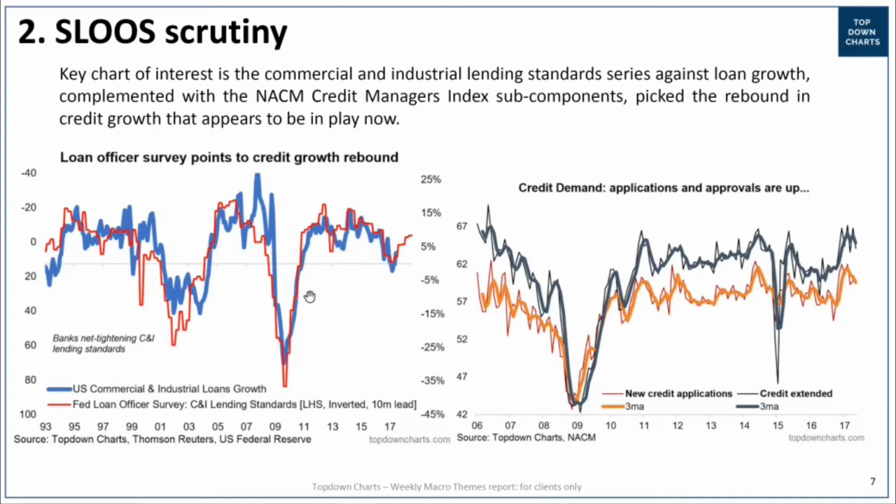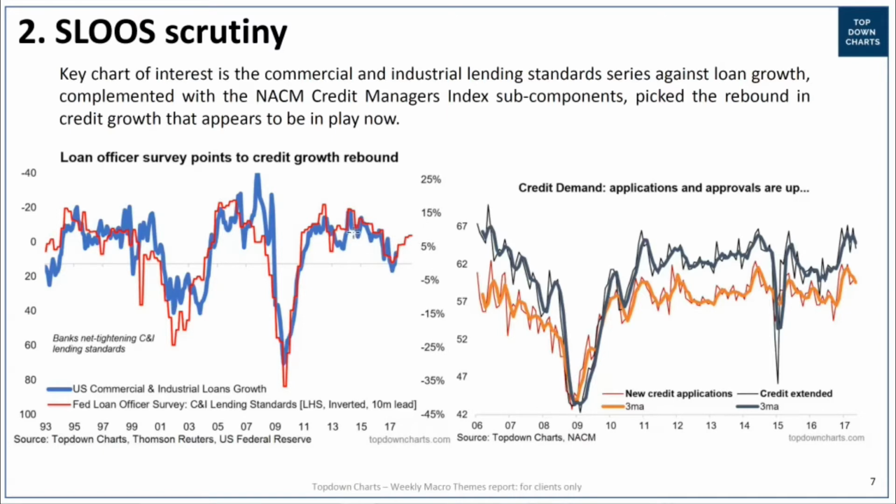And what that chart is showing is basically whether they're tightening or easing standards for commercial and industrial loans. And they did actually go through this period of tightening. It's inverted, and then it's come back. So expect loan growth to accelerate above 5% in the next 6 to 12 months, possibly as fast as 10%.